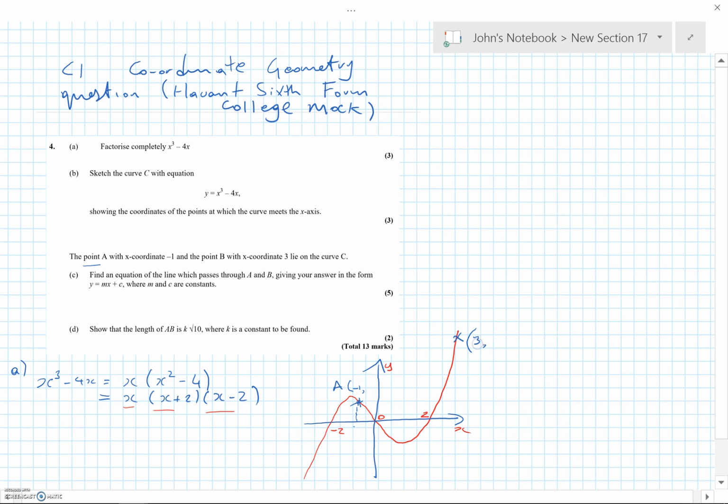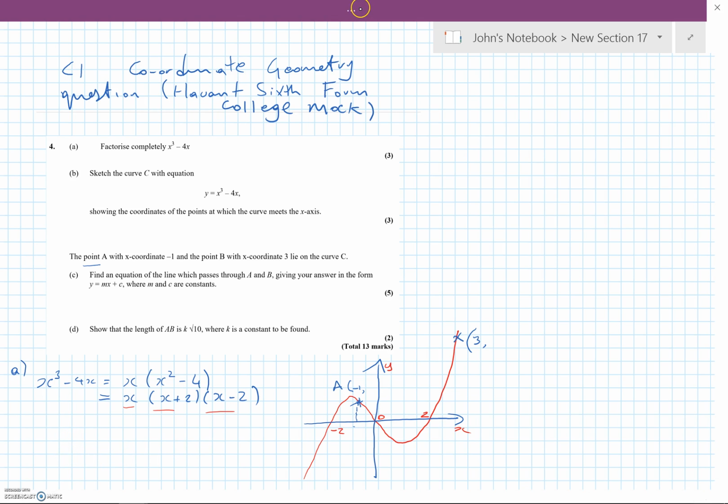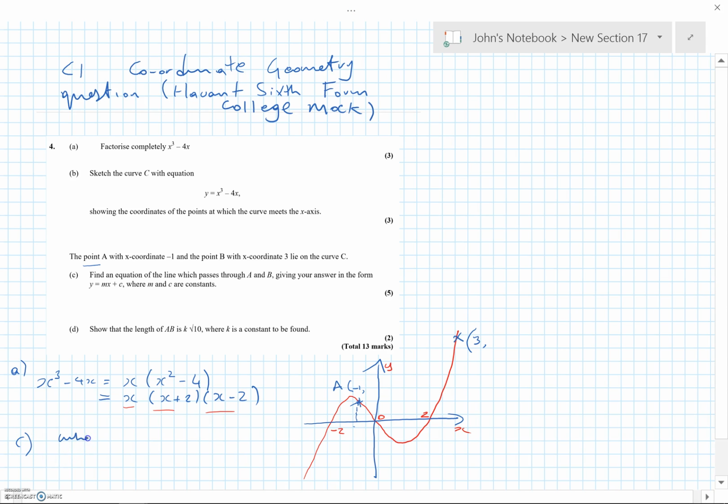So I suppose the first thing to do is to work out the y coordinates. So let's do them. When x equals minus 1, y equals, and I use the original because there's only 2 bits to it, minus 1 cubed minus 4 times minus 1. The second bit is plus 4, it's minus 1, so that's equal to 3. So we've got the point 3 there. And then when x equals 3, y equals 3 cubed minus 4 times 3. That's 27 minus 12, which is 15.